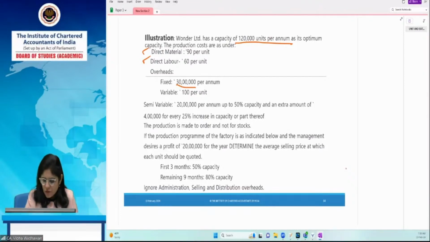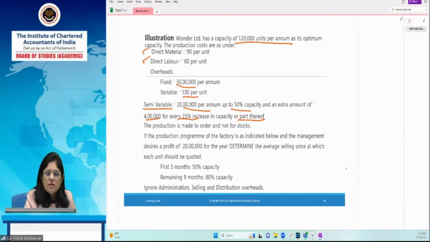All right, you should know these things. Variable cost will generally be given to you per unit and fixed will generally be given in total, because they remain the same irrespective of production. Clear? So overheads fixed at this and variable is 30 per unit. So there are two types of overheads, fixed and variable. Now semi-variable is also there. 20 lakh per annum up to 50% capacity and an extra amount of 4 lakh for every 25% increase or part thereof.